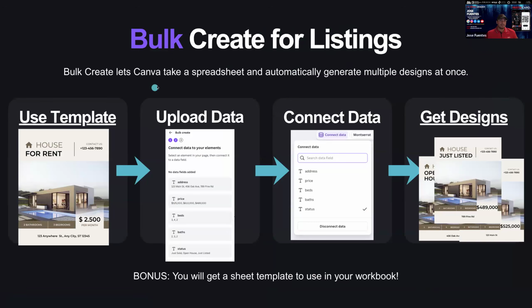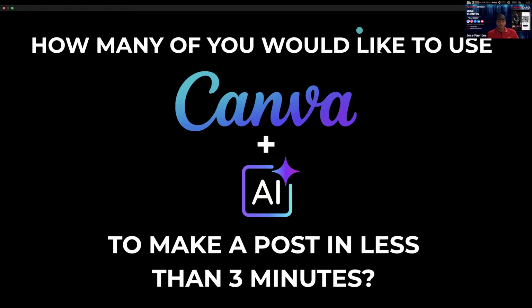Bulk Create for listing basically lets you take a spreadsheet and automatically generate all of your designs at once. So right here, you can select what type of template you want to use. So here you've got a house for rent, your phone number, some of the specifications with the price and the address. Then you upload all of your data, you connect the data, and you would get your design. And the bonus is that you will get a sheet template to use in your workbook as well.